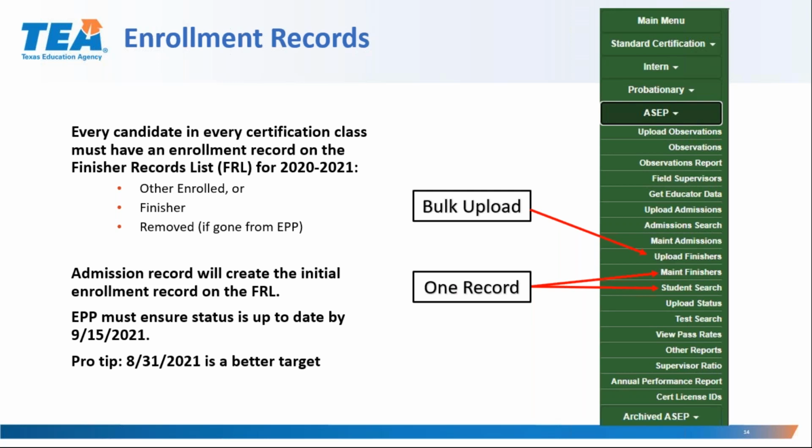You can update the enrollment status of your candidates manually using either the Maintain Finishers link or the Student Search link in the ASEP menu, or due to enhancements that were implemented last year, you may update the status of multiple candidates with a CSV file via the Upload Finishers link, also in the ASEP drop-down menu.